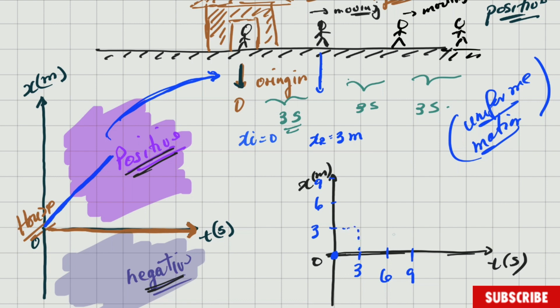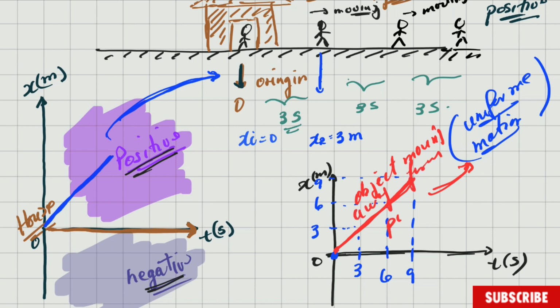So when you combine the points here, you will get a straight line. That one is going to be a straight line graph. This is a uniform motion. Now, what do you see in this specific graph here? The line is moving away from the origin and is going in the positive direction. So the object is moving away from the point of reference.